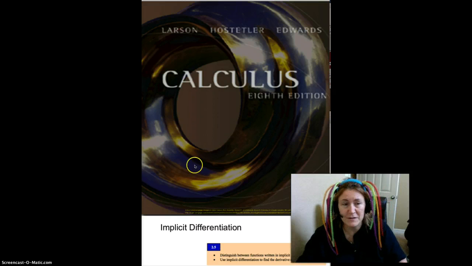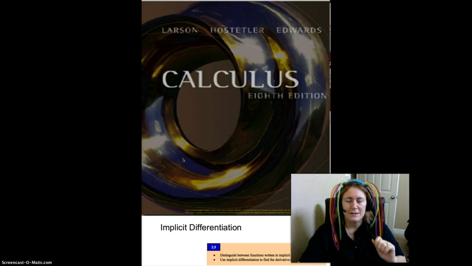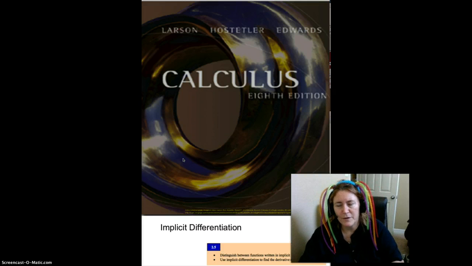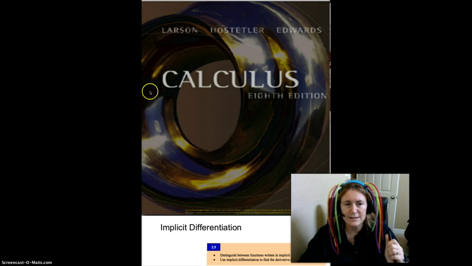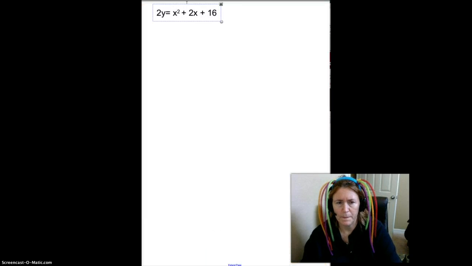It's just some sort of cool way of figuring things out. But implicit differentiation is a way of solving what we're going to call differential equations when they're really kind of ugly. Now, I'm going to start this by actually just doing one for you.